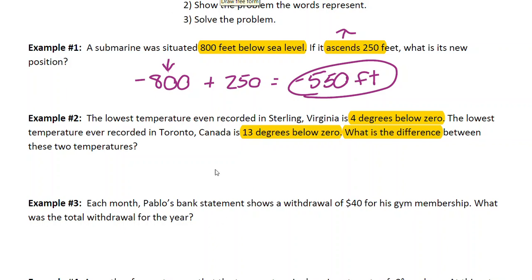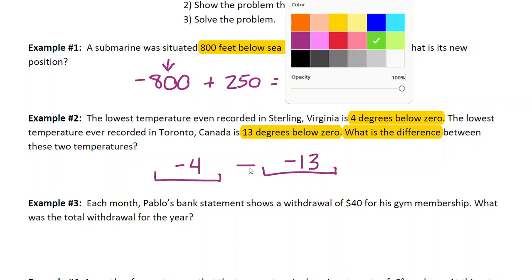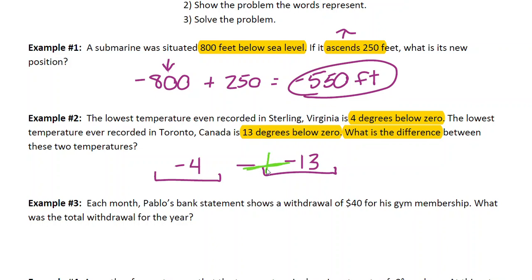So because I want to know difference, I'm going to subtract between the two of them, but I want you to draw a little box to write in your numbers. And this is going to be helpful, and I'm going to show you why in a second. So I know that Sterling is 4 degrees below, so that's negative 4. And I know that Canada is 13 degrees below, so that's negative 13. Now, if you pay attention to these signs right here, they are those double signs. So those are the ones that are going to come together to make that plus. They're going to get funky and add together.